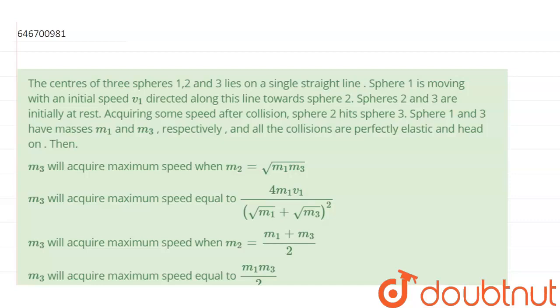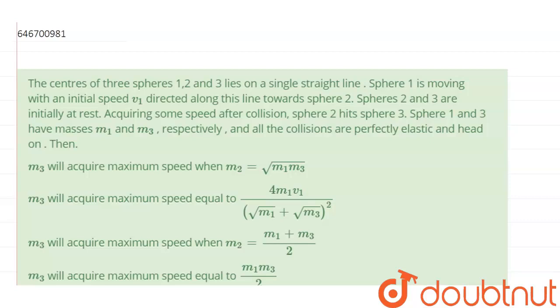The centers of three spheres 1, 2 and 3 lie on a single straight line. Sphere 1 is moving with an initial speed v1 directed along this line towards sphere 2. Sphere 2 and 3 are initially at rest, acquiring some speed after collision. Sphere 2 hits sphere 3. Sphere 1 and 3 have masses m1 and m3 respectively, and all the collisions are perfectly elastic and head-on.